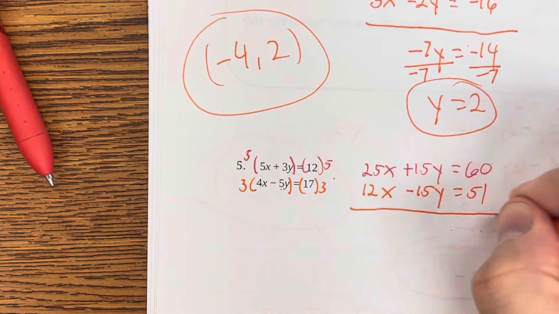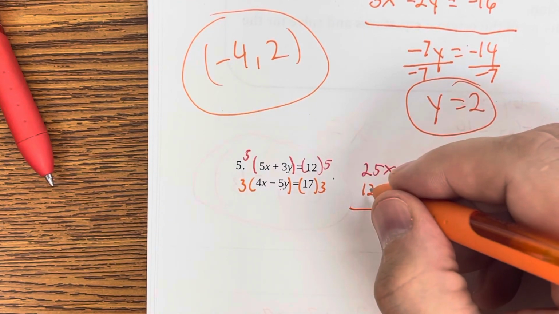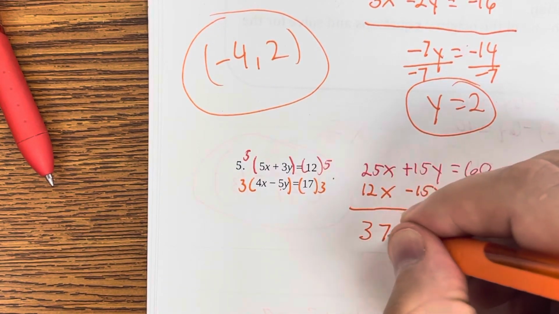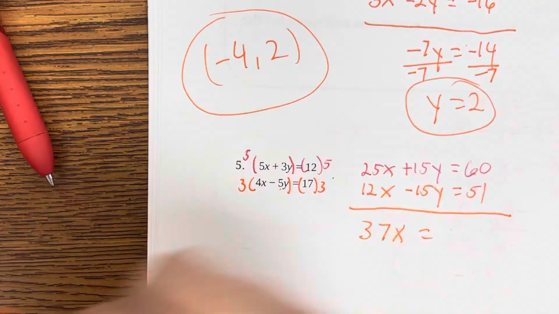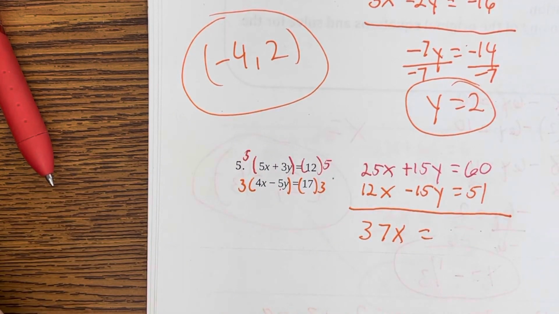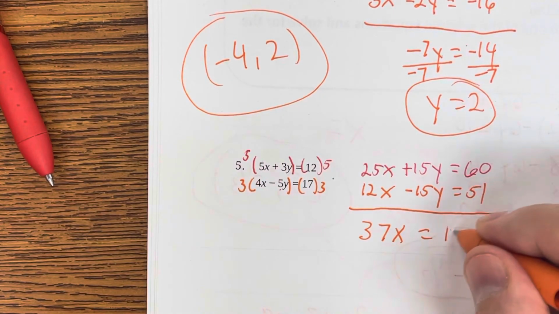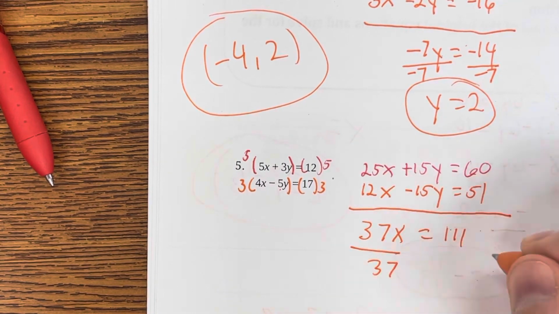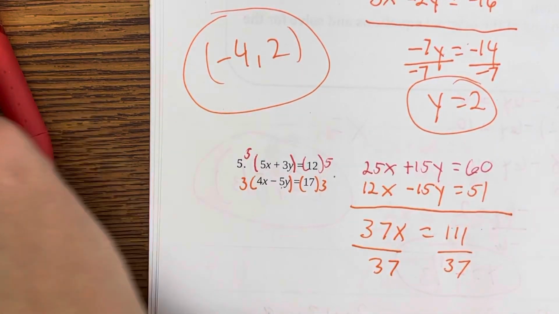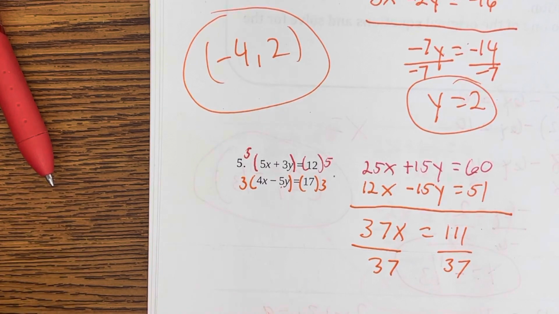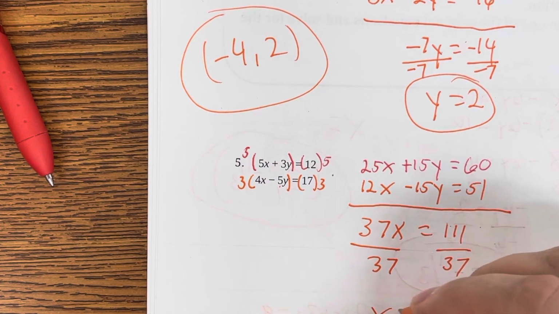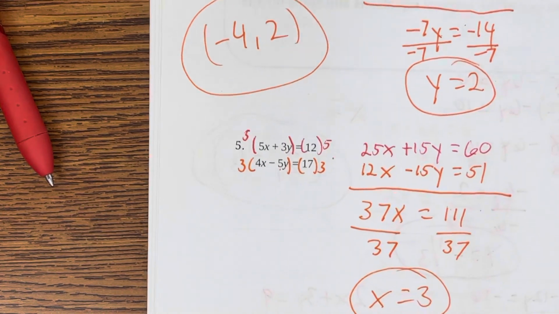All right, now we got to add. 25 plus 12 is 37x equals 60 plus 51, 111. Divide by 37, divide by 37. I use the calculator for that. X is equal to 3. All right, we got x.